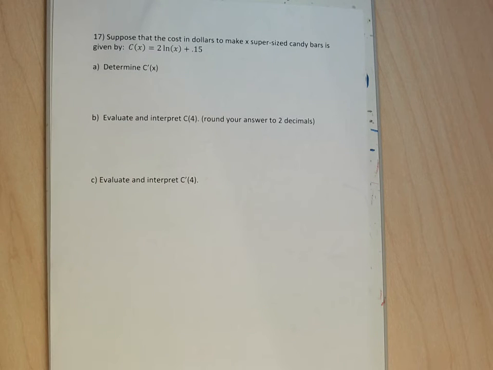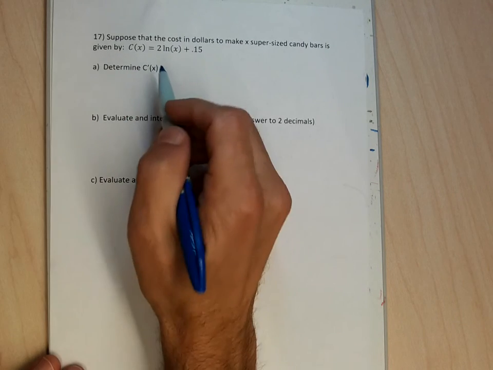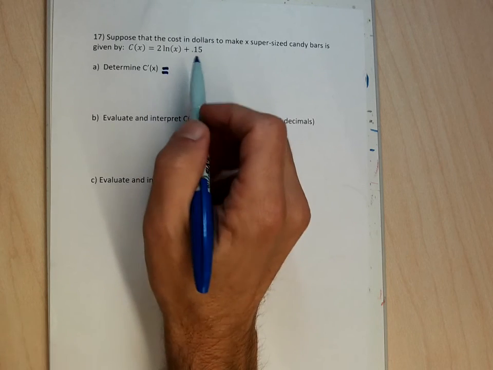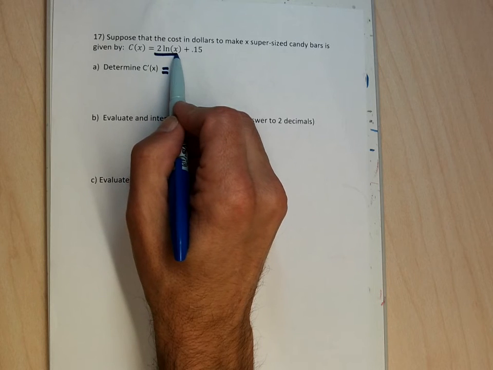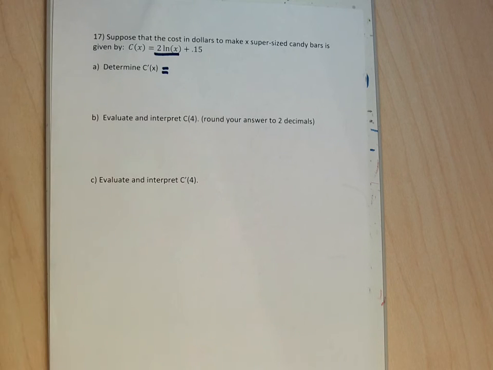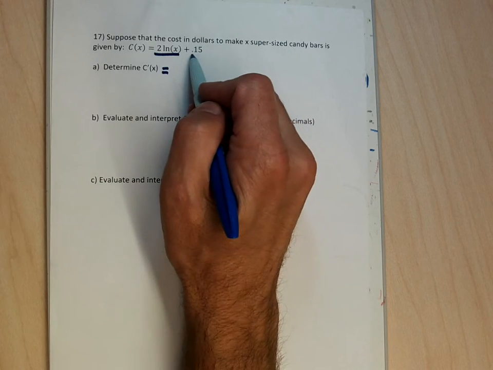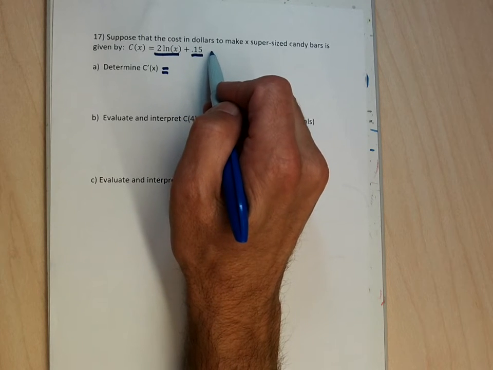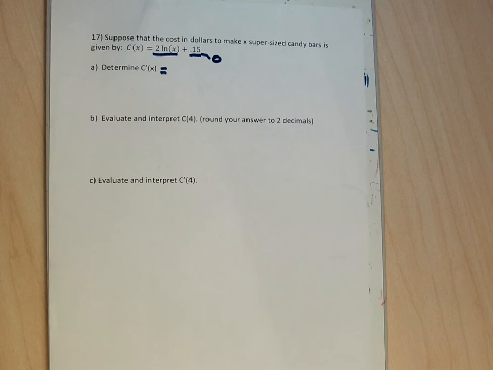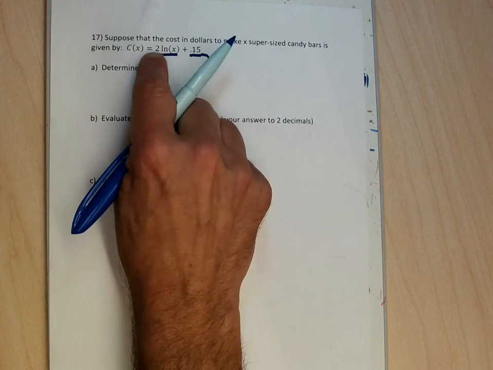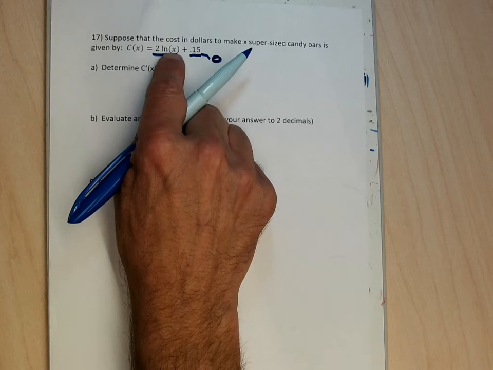Pretty easy to find the derivative of this because it's not so bad of a derivative. The first thing I need to realize is I need to take the derivative of each piece. I need to take the derivative of 2 ln of x, and the derivative of plus 0.15. The derivative of the plus 0.15 is 0 because it doesn't have an x, so I don't really have to worry about that. Ultimately, I just need to take the derivative of 2 times the natural log of x.